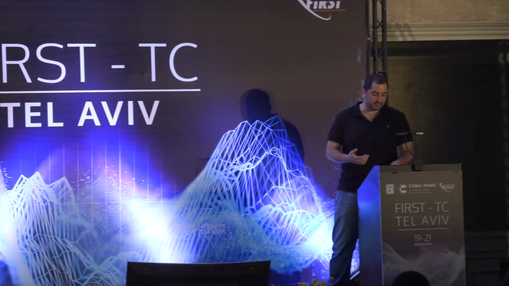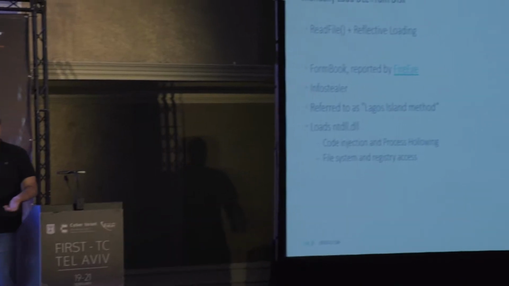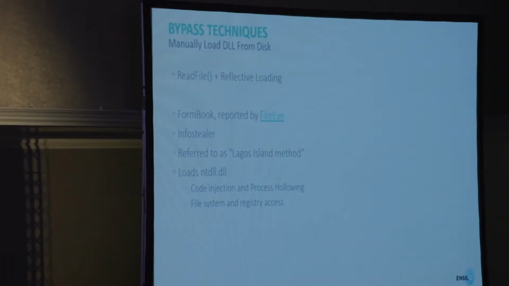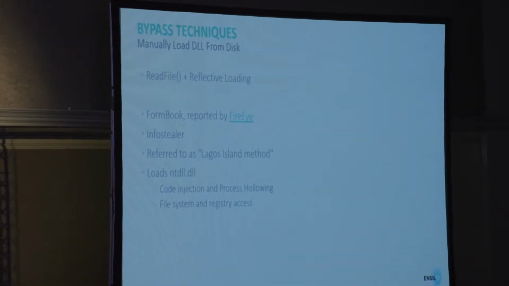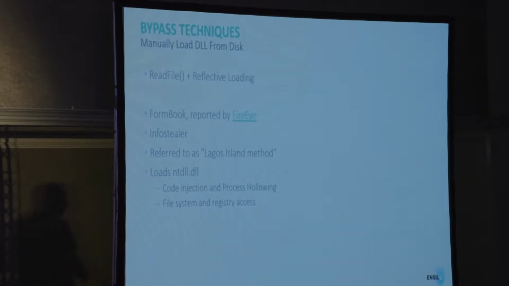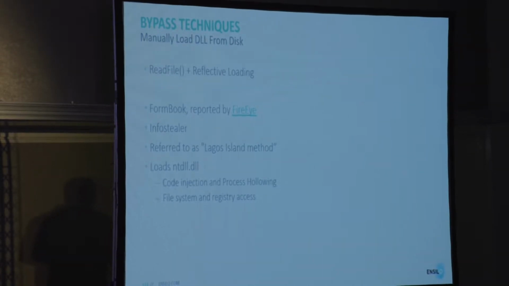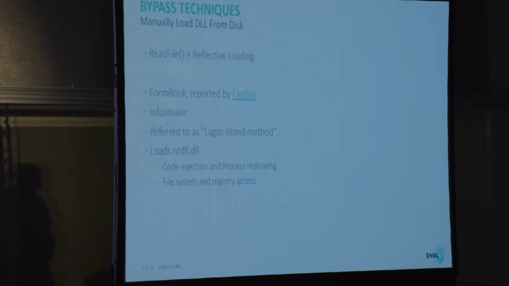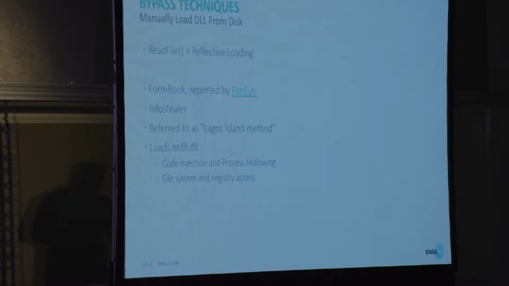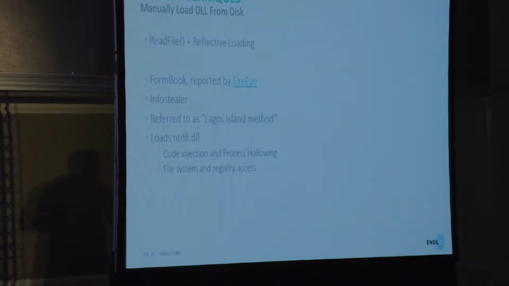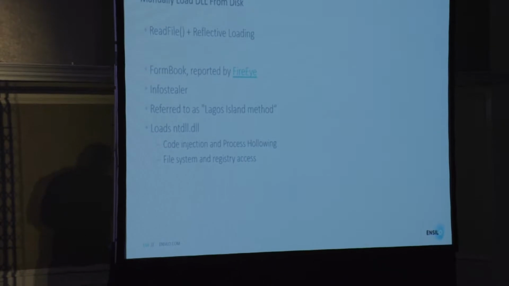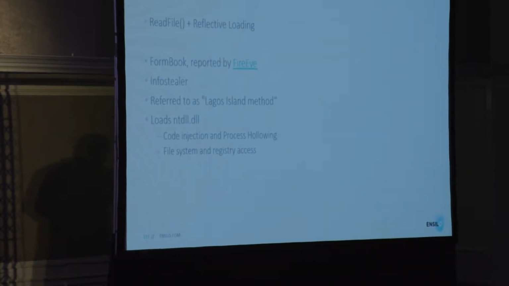We can see that Formbook, which is quite a notorious info stealer, uses this technique. It loads another instance of ntdll, and uses it in order to perform its code injection and process hollowing. It has a pretty elaborate code injection process. And also when it gets to accessing the file system or registry, it uses the secondary DLL.